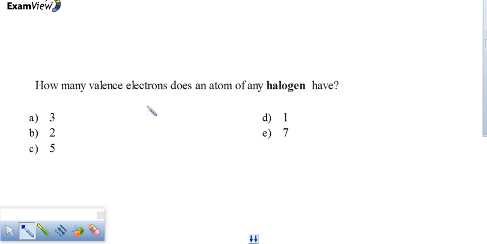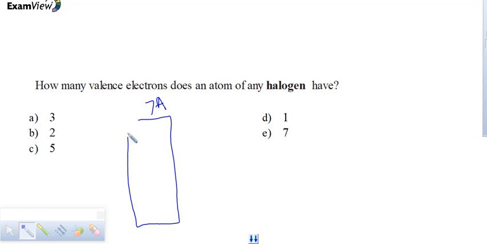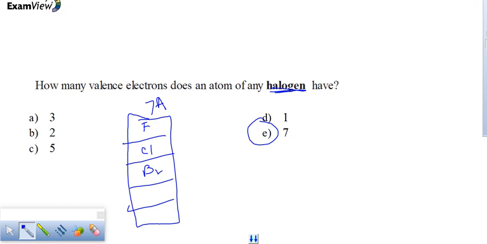Halogen is group 7A in the periodic table. It means they all have 7 valence electrons. So the halogens are a group in the periodic table, group 7A, that includes fluorine and chlorine and bromine and so forth. You should know them. You should memorize the name of that. Halogens are the group with 7 valence electrons.